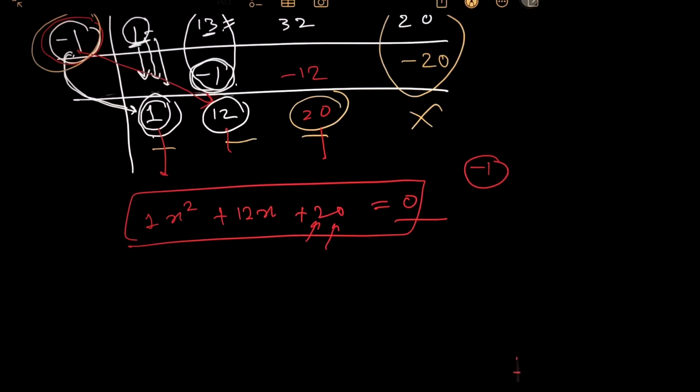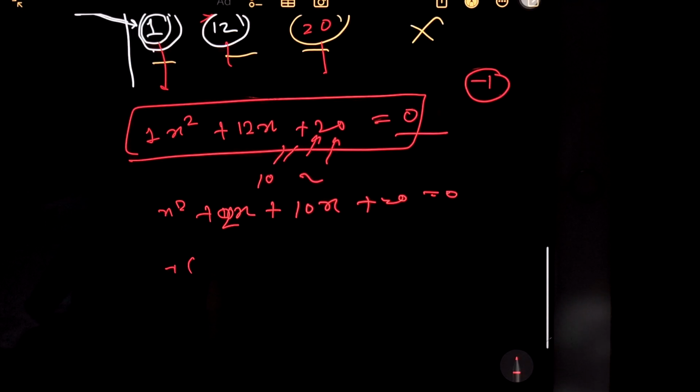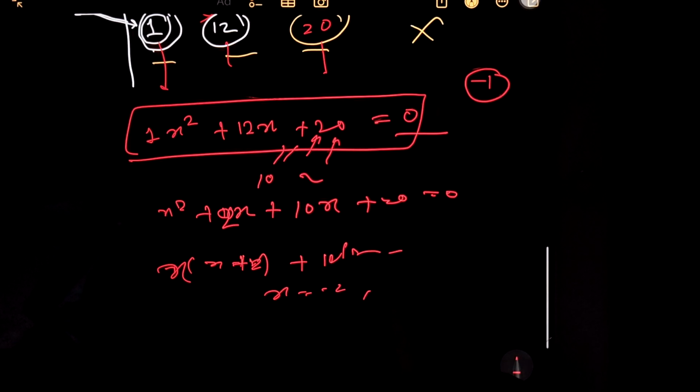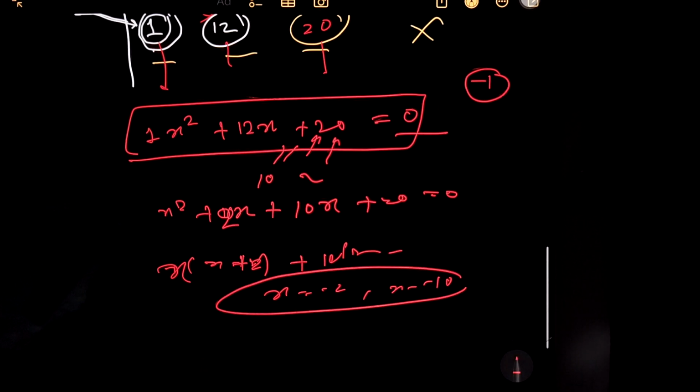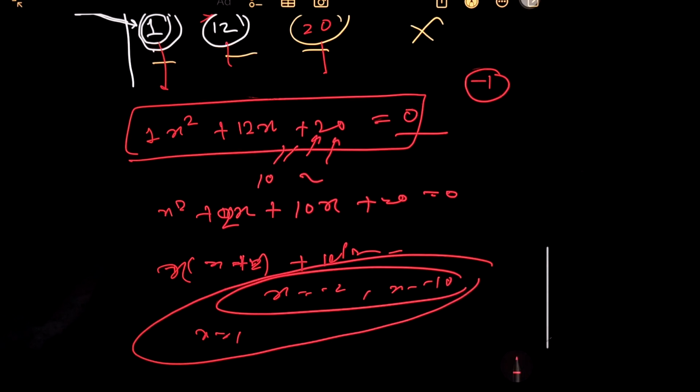You can tackle it. Anyway, I know the factors will be 10 and 2. So I'll write x square plus 10x plus 2x, writing 2 here and 10 that side, that will be easy for us, plus 20 is equal to 0. So take x common, x plus 2, and then take 10 common, x plus 2. So x is equal to minus 2, x is equal to minus 10, and x is equal to minus 1. So these three roots we got.